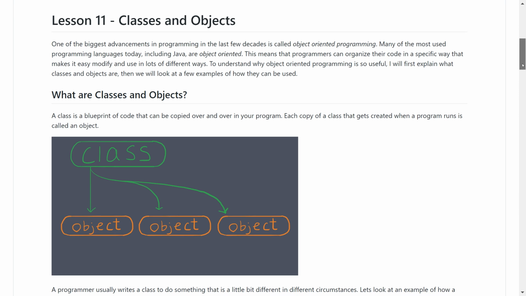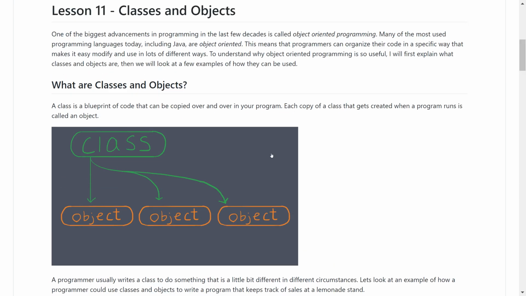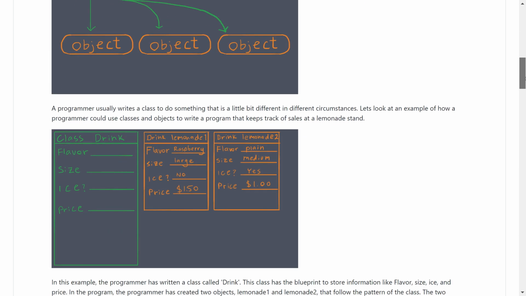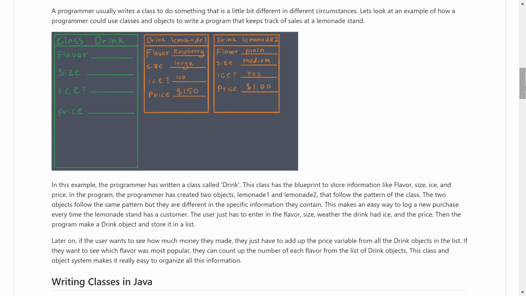Well, this diagram gives us some idea. A class is essentially a blueprint of code that you can use to create copies with individual specific information. So a programmer will write a class, and then later that same programmer or any other programmer can basically make little copies or clones that have slight variations. Now it's a little bit hard to understand when we talk about it this abstractly, so let's look at an example that makes a little bit more sense.